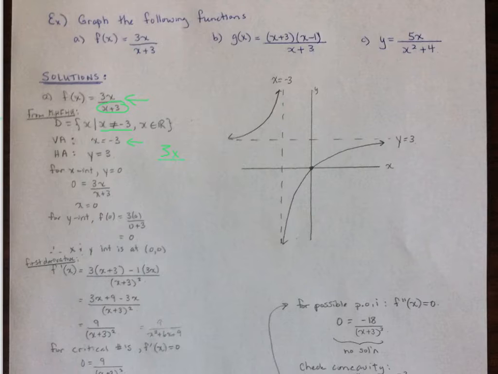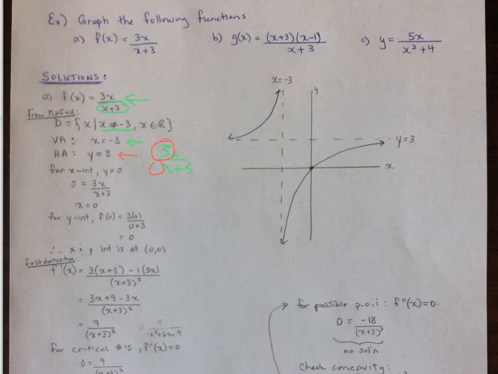So if I have 3x over x plus 3, I'm looking at the leading coefficient of each of those numerators and the denominators to be able to come up with my equation for my horizontal asymptote. So my leading coefficient of the numerator is the 3, and the leading coefficient of the denominator is the 1 in front of this x, and 3 divided by 1 gives you 3. So that's where I came up with y equals 3 as our horizontal asymptote.